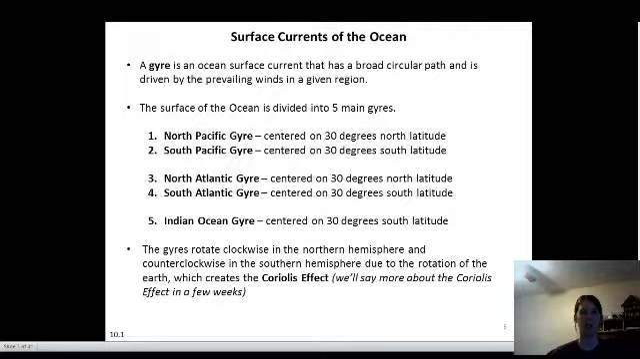The gyres rotate clockwise in the northern hemisphere and counterclockwise in the southern hemisphere due to the rotation of the Earth, which creates the Coriolis effect. And we'll address that more in a few weeks.